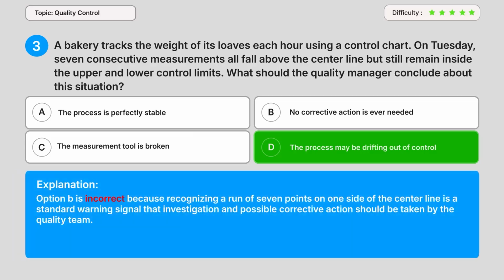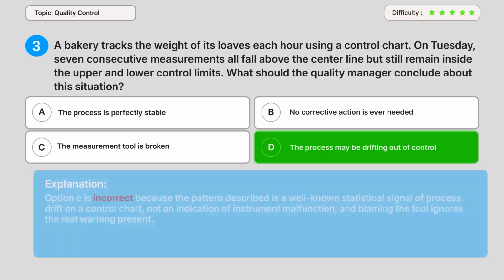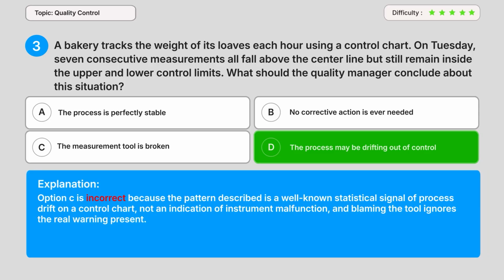Option B is incorrect because recognizing a run of 7 points on one side of the center line is a standard warning signal that investigation and possible corrective action should be taken by the quality team. Option C is incorrect because the pattern described is a well-known statistical signal of process drift on a control chart, not an indication of instrument malfunction, and blaming the tool ignores the real warning present.